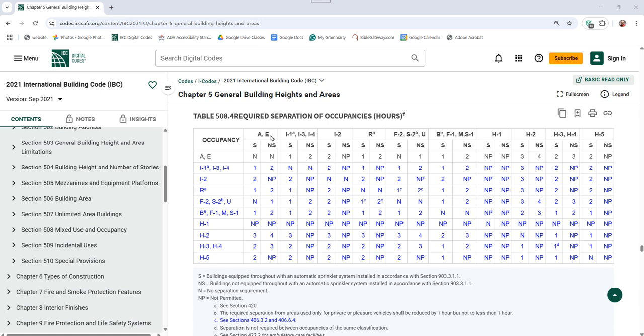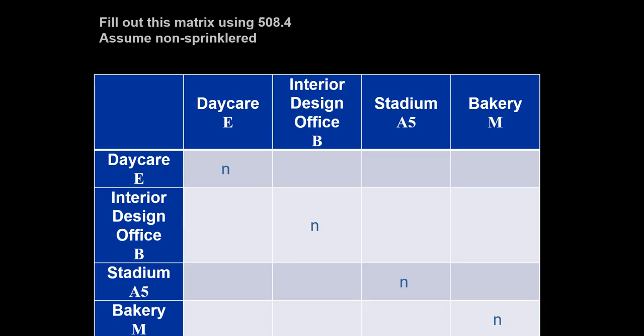All right, so A and E, both of those, if it's going to be a stadium next to a stadium or a daycare next to a daycare, N means no separation required. So we can certainly put that right away. What about business? Well, here's business down here. So business, and now I have to go across to business. Oh, look at that. Again, N as well. No separation required. And that's the same thing, by the way, for mercantile. So great, we got that taken care of. So the chart looks something like this now, right? Daycare to daycare, no separation, and so forth.